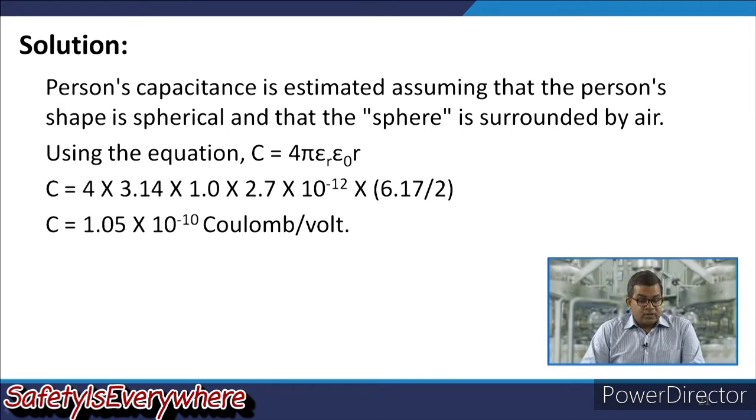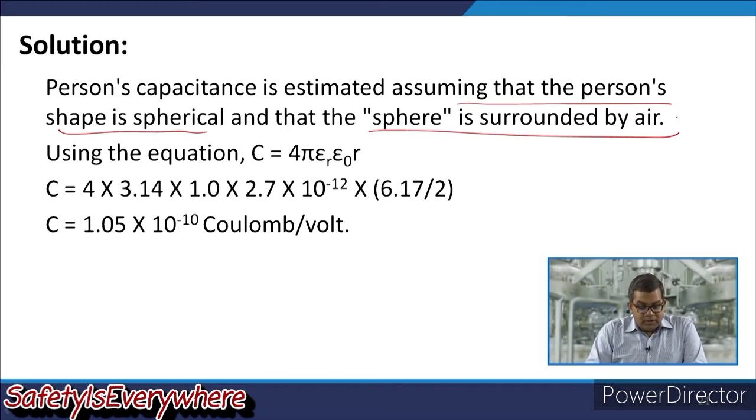While we are considering the solution, the person's capacitance is estimated assuming the person's shape is spherical. That is purely an assumption, remember, and the sphere is surrounded by air. So if you use this particular equation which we have studied in the previous module, C is equal to 4 pi epsilon R epsilon naught R.